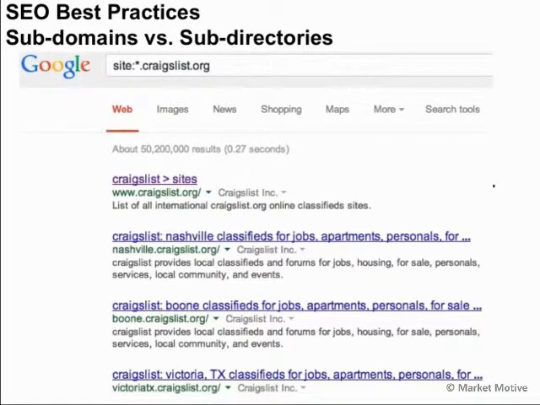A www is obviously a common subdomain, but you might have cities like Craigslist does, boone.craigslist, and you can see I checked with the site command *.craigslist.org, and that shows me all of their subdomains. So I can get an idea of the number of subdomains that they have up. If I'm doing a site audit and I want to see if a site has a lot of subdomains on a large site, this is how I would find that information.